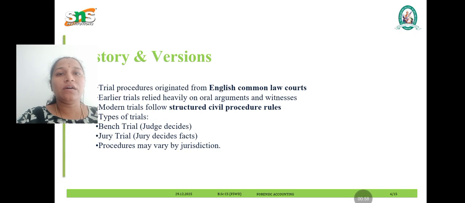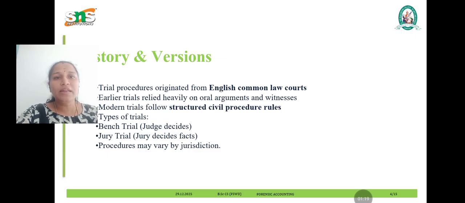Next, the history and version. The trial process was organized in the English common law courts, and earlier it was heavily argumentative and witness based. Finally, we have types of trials: bench trials and jury trials, and the procedures vary across jurisdictions. The judge decides the facts along with structured civil procedure rules.